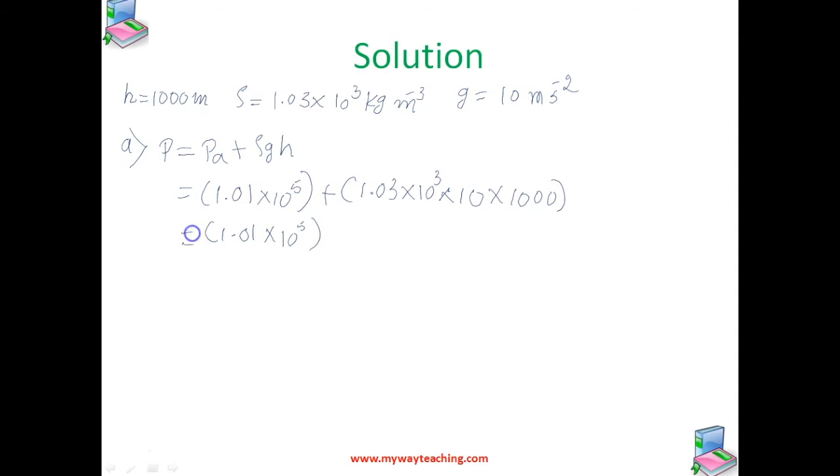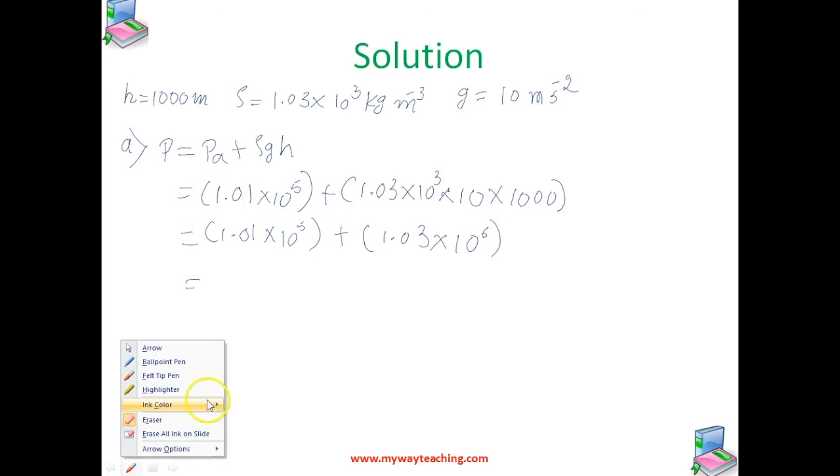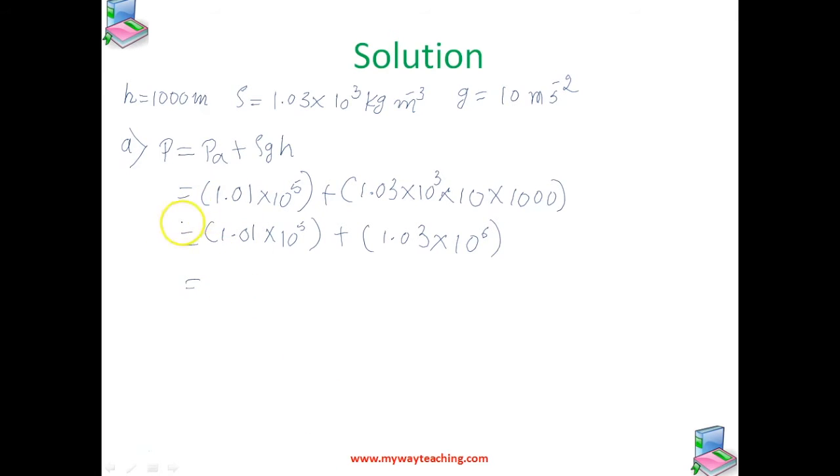1.01 into 10 raised to 5 plus 1.03 into 10 raised to 6, we get the value as 1.04. In other words, we can express it like 104.01 into 10 raised to 5 Pascal, or we can say it as 104 atmosphere, isn't it? So this is the solution for the first part of the question.